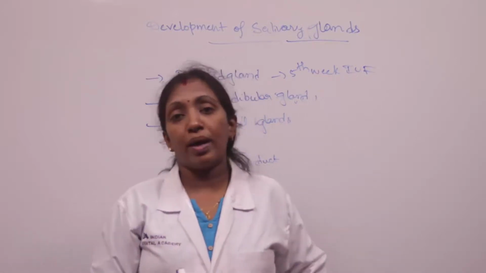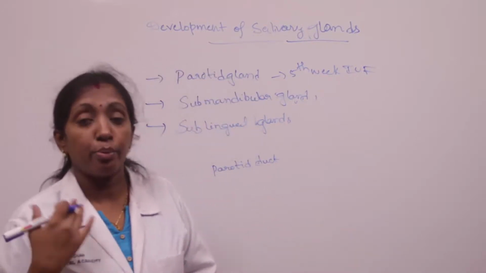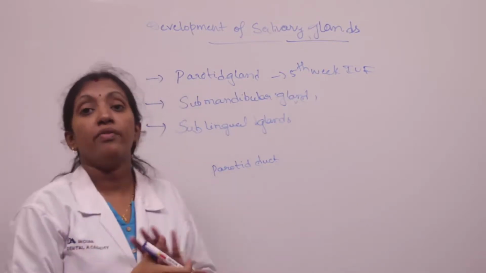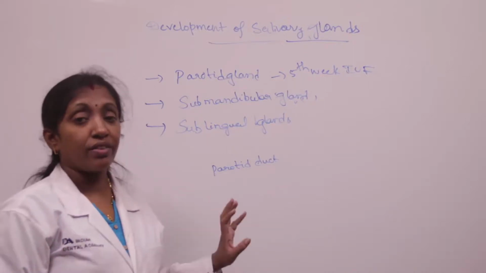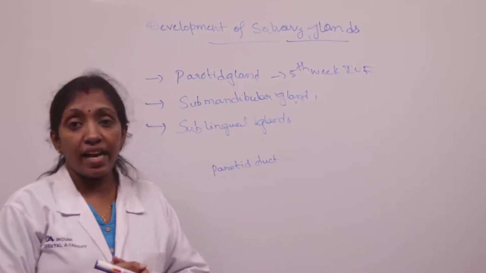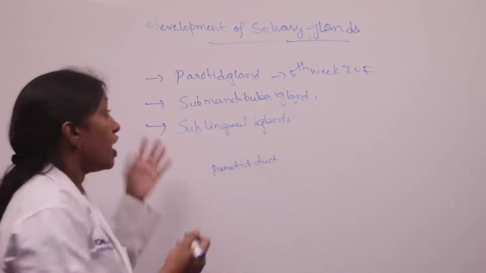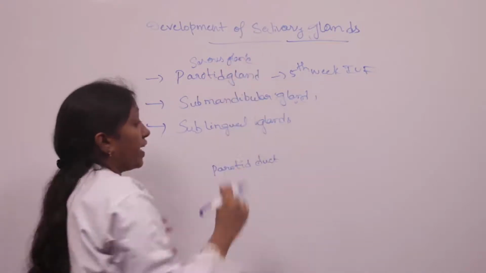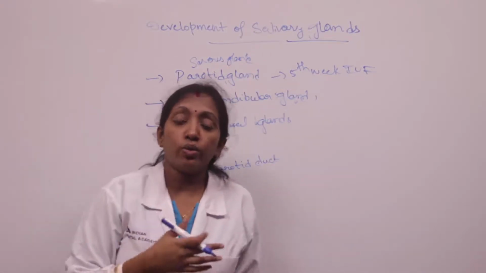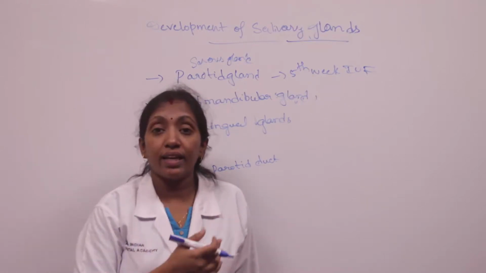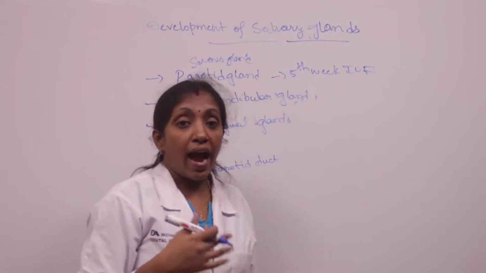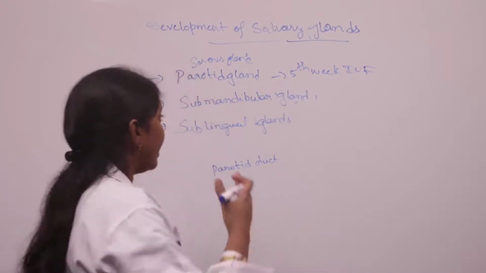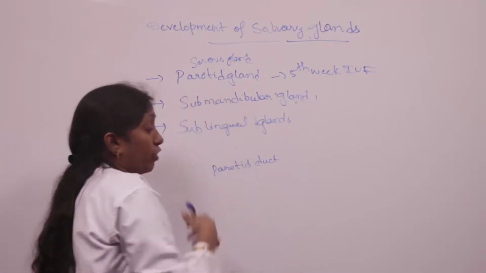From the lateral end of the parotid duct, the ectodermal cells proliferate into the surrounding mesenchyme. They form ductules as well as acini of the gland. We know that the parotid gland consists of serous acini. So the ectodermal cells grow into the mesenchyme and form the canaliculi and acini, the ductules as well as the acini of the gland. So that is the development of the parotid gland.